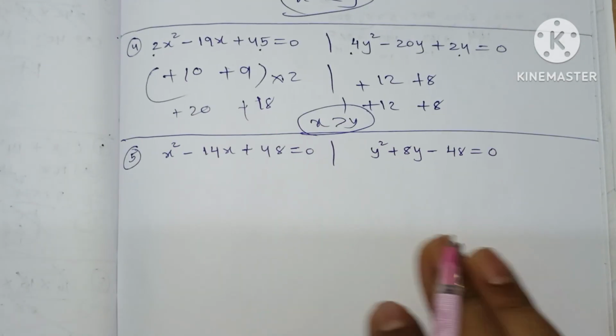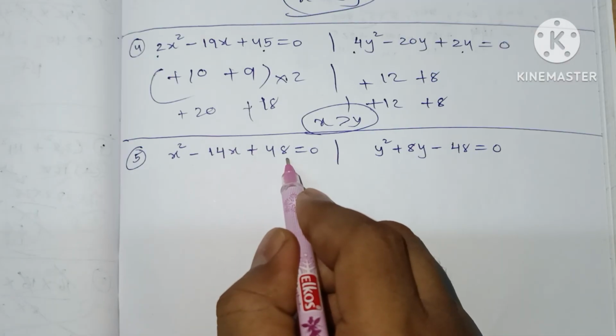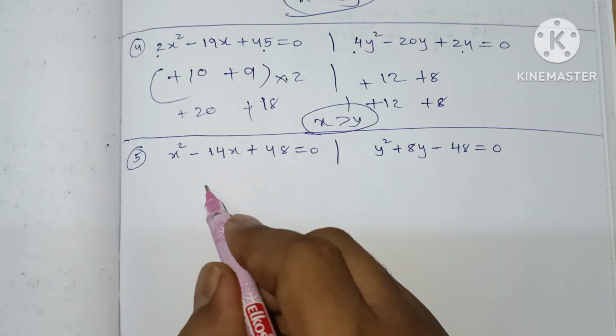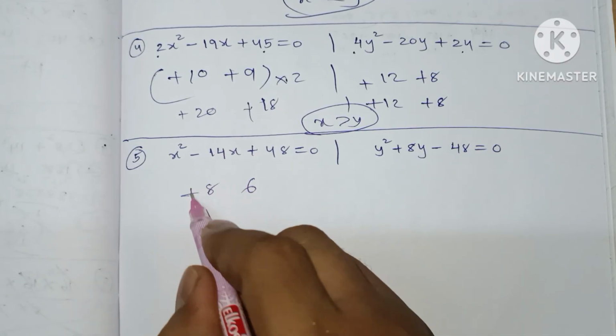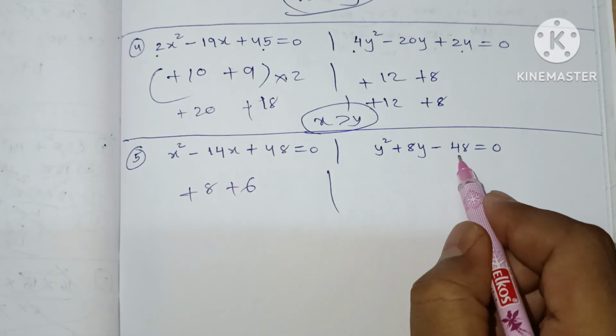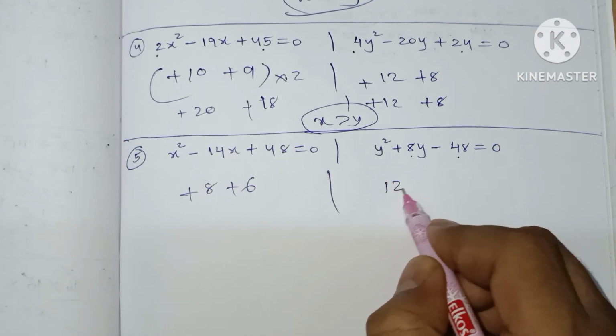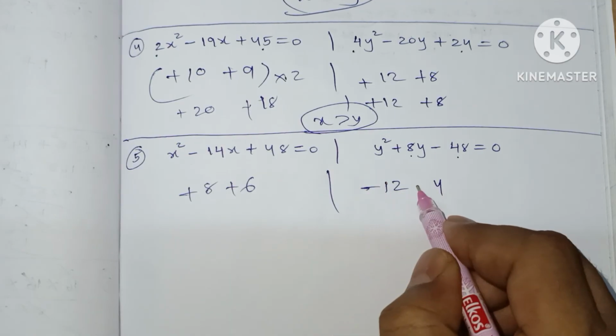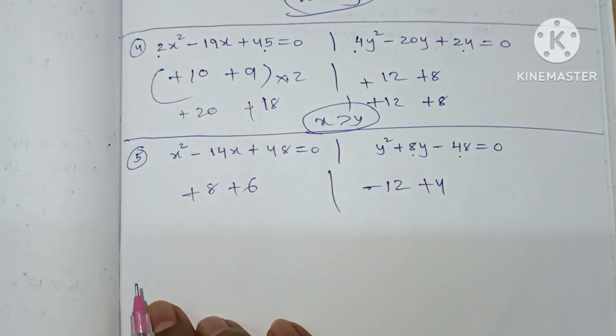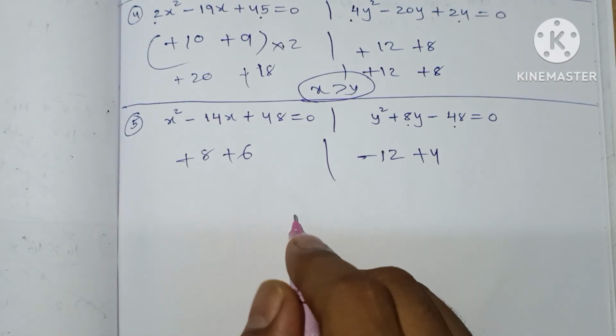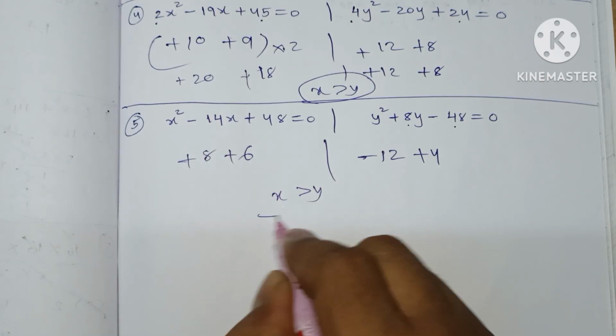Okay, last one, 48. We need to get 48. 8 sixes is 48 and the roots are in positive. Here 48, we need to get 8. 12 fours is 48, plus minus and plus are the roots. So by comparing these two, it is clear that x is greater than y.